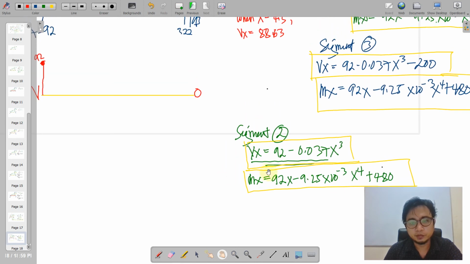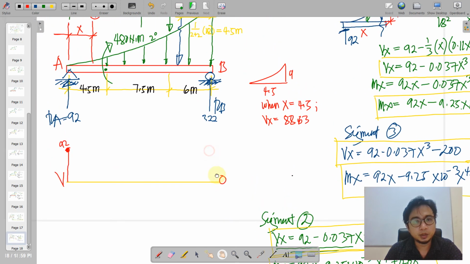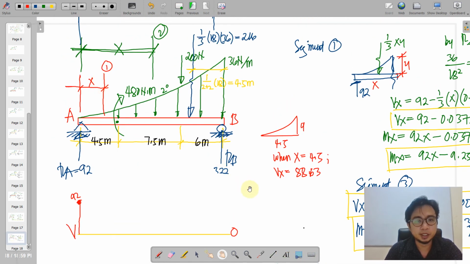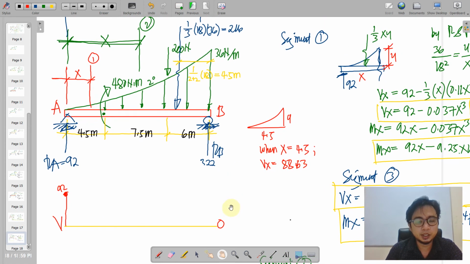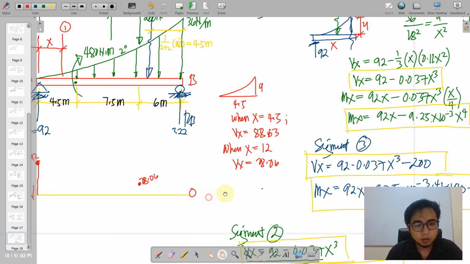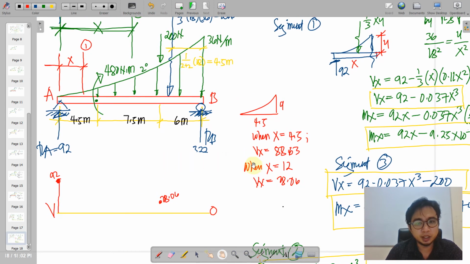For Vx, we have 92 minus 0.037 x cubed. Actually, we have the same equation between segment 1 and segment 2. So we'll just say that when x is 12, our Vx is 28.06. So I think it should be greater than this. As we increase x, this shall go down.